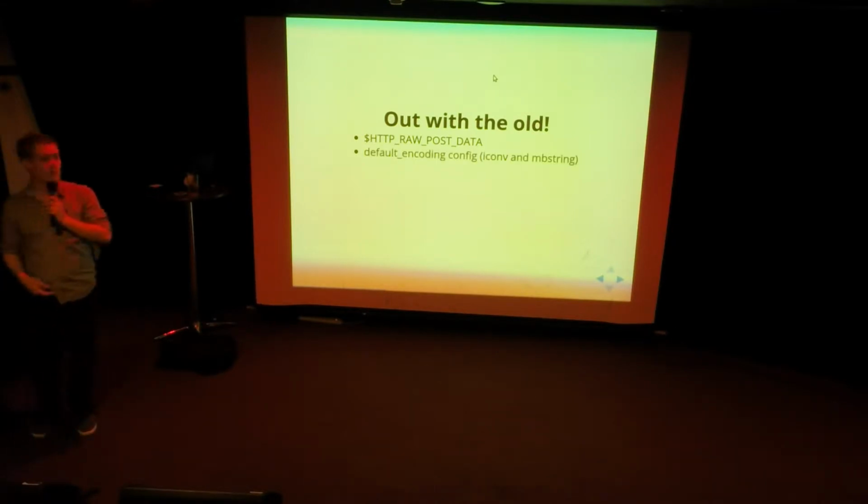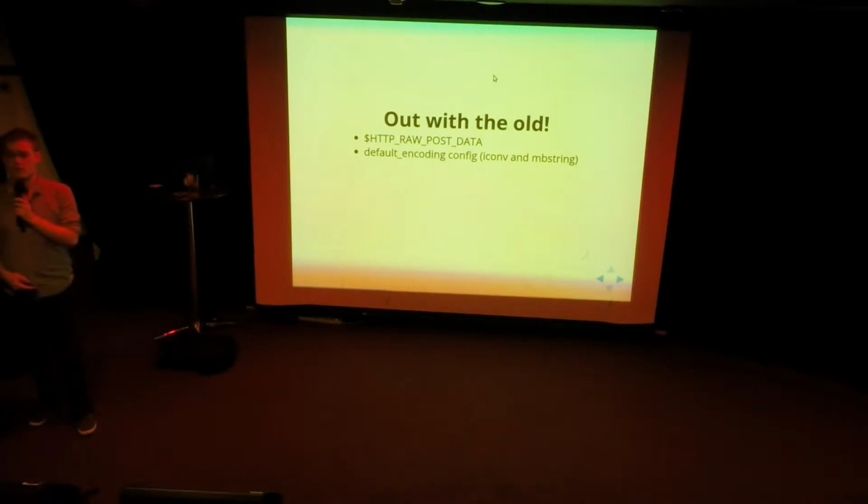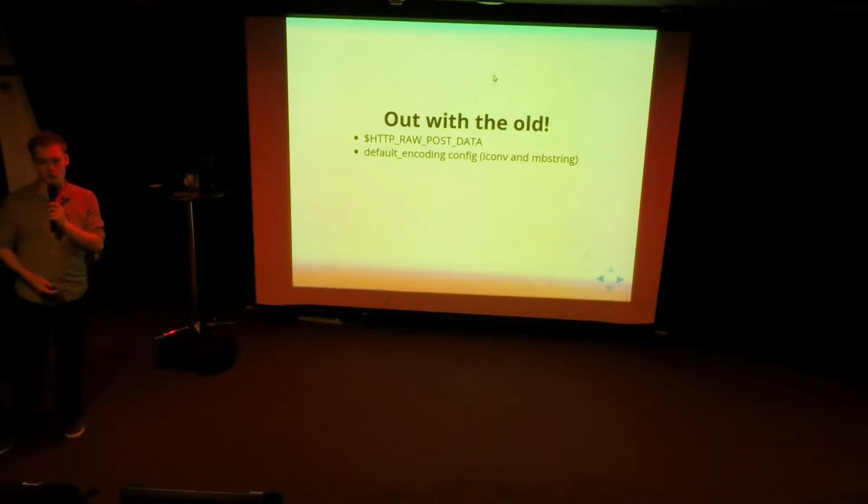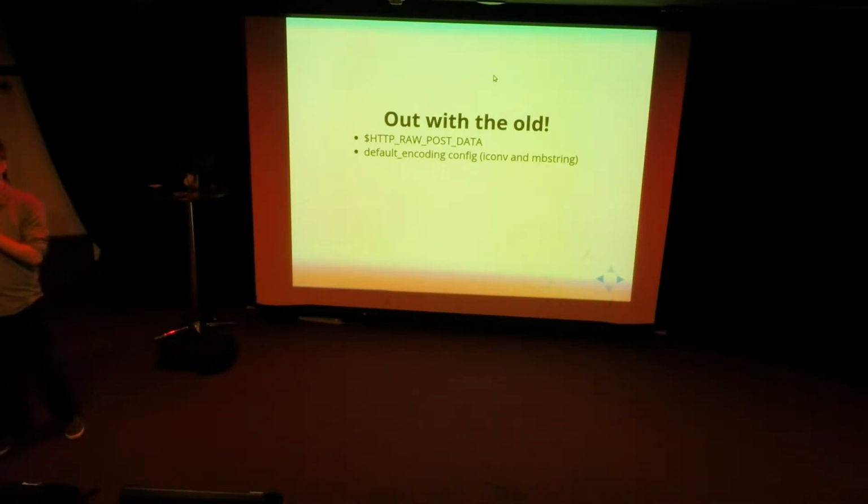Character encoding. The iconv and the mbstring modules or extensions are now using the default encoding configuration from php.ini. They don't use their own subset. Again, this isn't usually a big issue, but it's something to be aware of when you're upgrading. Again, a quick Google brings you to the migration documents on php.net.